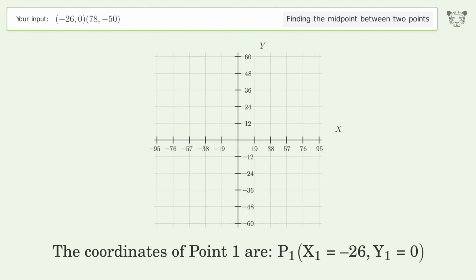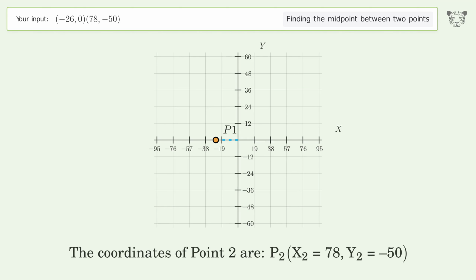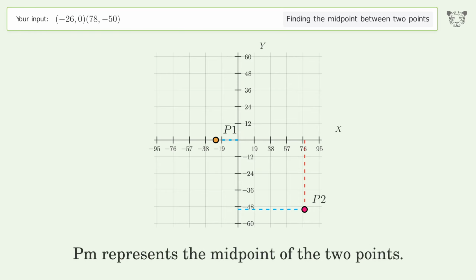The coordinates of point 1 are, x1 equals negative 26, y1 equals 0. The coordinates of point 2 are, x2 equals 78, y2 equals negative 50. PM represents the midpoint of the 2 points.